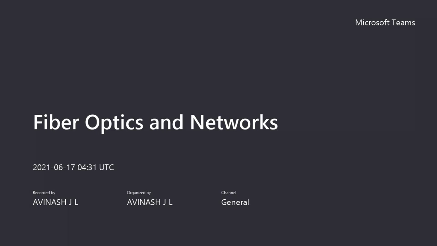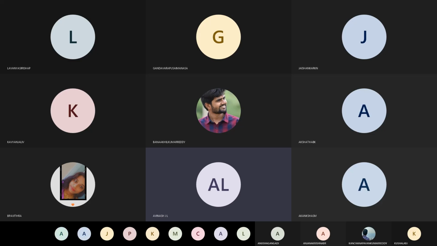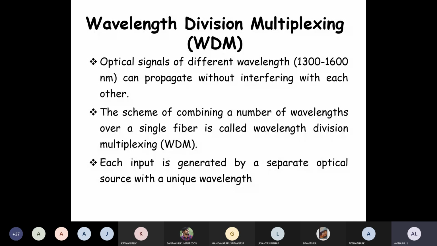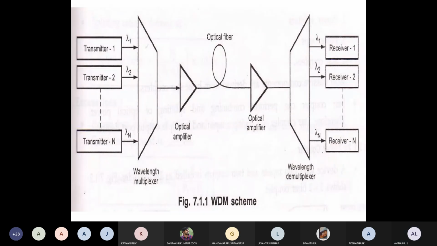So in the last class, we started with module number 4. In that module, we have studied about WDM, that is wavelength division multiplexing. In wavelength division multiplexing, we are going to see how things are working. In this WDM scheme, we understood how the wavelength division multiplexing is happening.